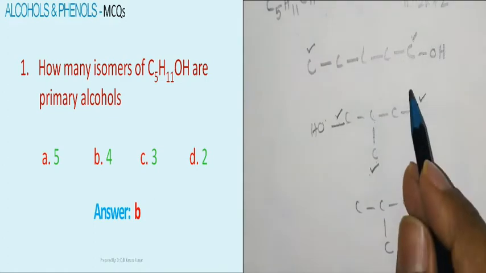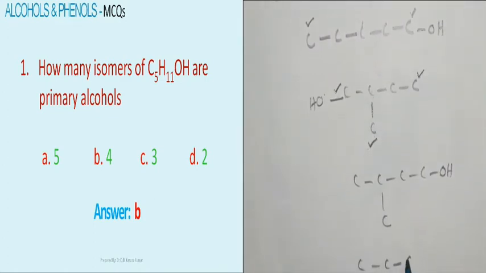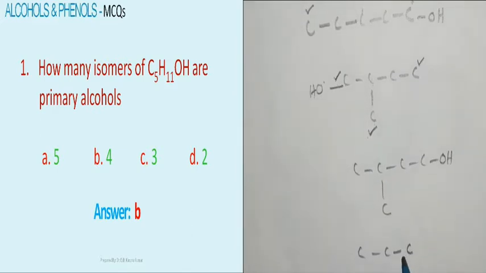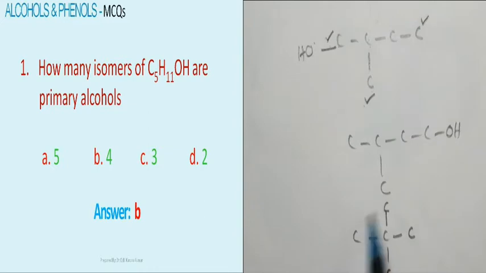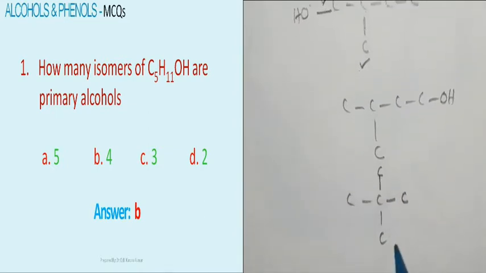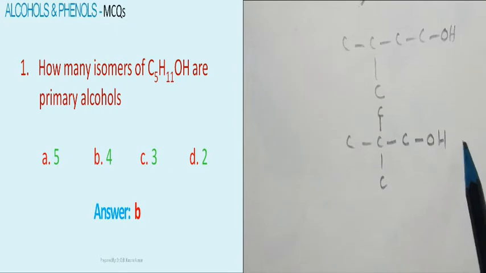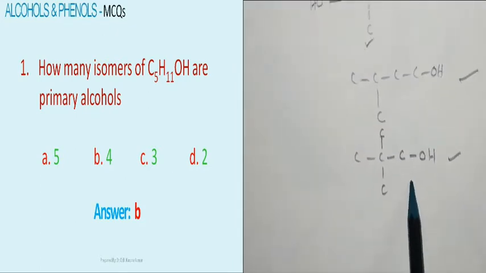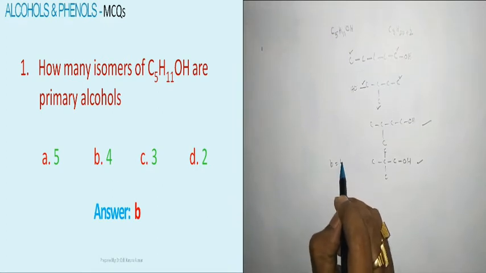And finally I can write a carbon chain containing 3 carbon chain length. So here the 2 carbons can be at most written like this. So all these 4 carbons which are present, they are synonymous to one another and they are all primary carbons, hence I may get only one product from this. So totally how many primary alcohols are possible? 1, 2, 3, 4. So the answer for this question will be option B, which is 4.